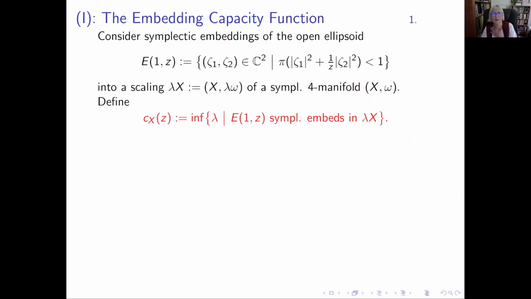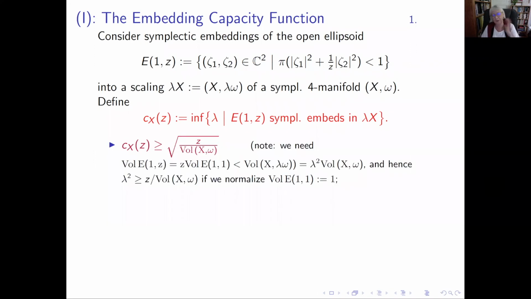We're talking about embeddings of the open ellipsoid E(1,Z), which has one axis of size 1 and one axis of area Z, into a scaling of a symplectic 4-manifold. And then you want to know, if you fix Z, what's the smallest scaling you can embed your ellipsoid into. And that's C_X(Z), this infimum.